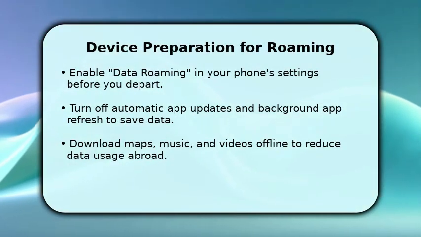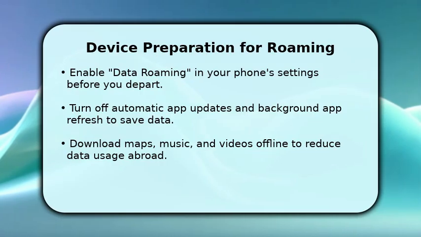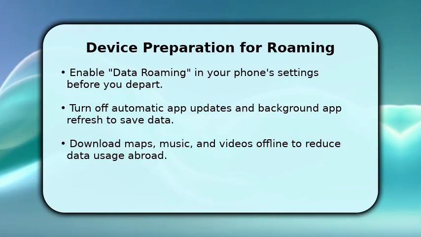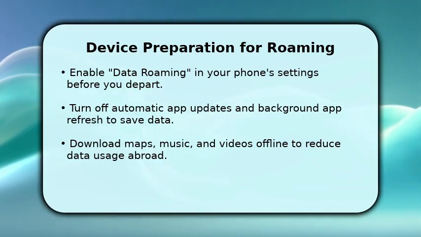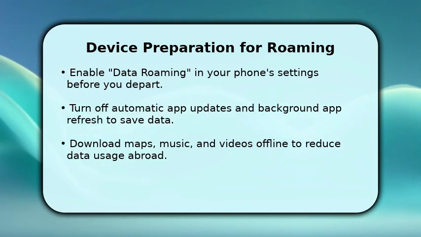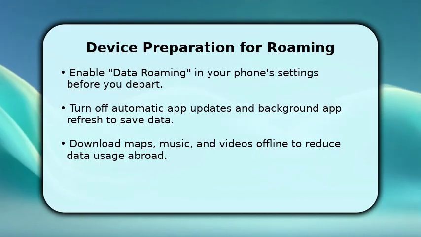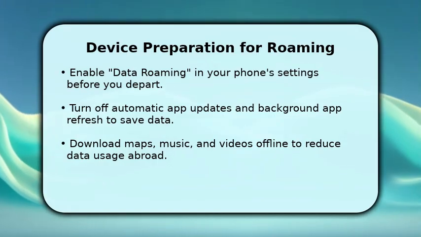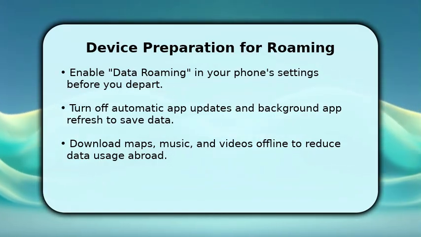Next, let's prepare your device. Ensure your phone's data roaming setting is enabled, usually found under cellular data options. To conserve your valuable data, turn off automatic app updates and background app refresh. Before you leave, download any maps, music, or videos you might need offline. This simple step can save you hundreds of megabytes. Always prioritize using secure Wi-Fi networks for data-intensive activities like streaming.